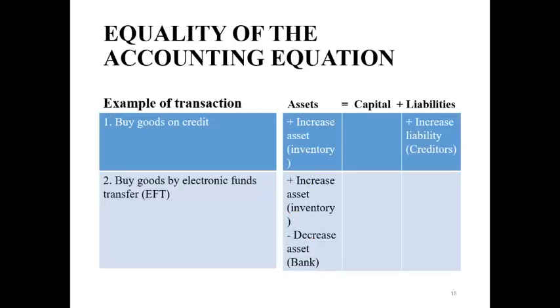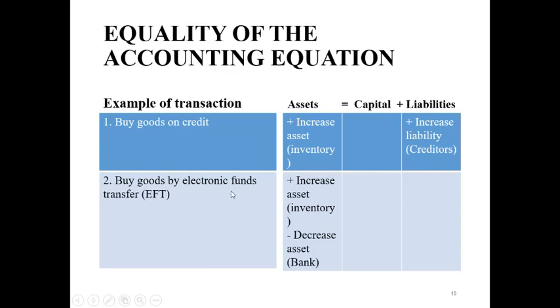Alright, let's look at some practical examples. If you buy goods on credit, what is the effect of that on the accounting equation? The assets will increase, inventory to be specific, and what? Because you are buying on credit, your liabilities will also increase. So your creditors will increase if not paid, and capital will not be affected in this case.